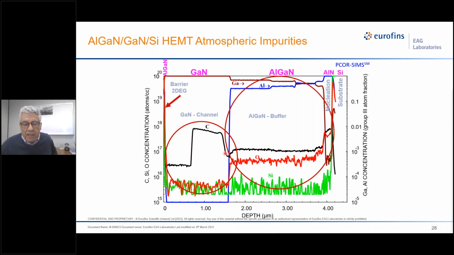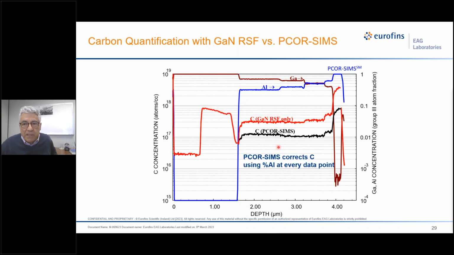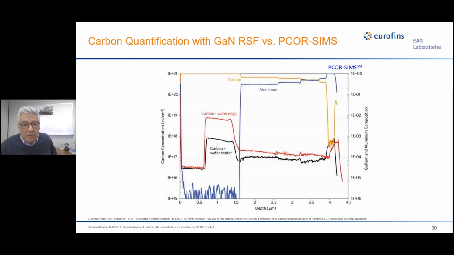But here, again, we're talking about how to do the dopant calibration where the composition is changing. We basically do a comparison of a P-core SIMS calibration versus a gallium nitride RSF. And as you can see, there's a factor of 3 difference in quantification. So you have to do the proper calibration to be able to study these compositions. And when you do that, you can do a comparison of the wafer center to the wafer edge. And as you can see, there's a big difference in these concentrations across the wafer.